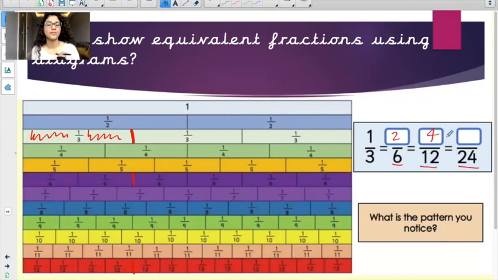How many do you think you'd have to use for 24? To have a denominator of 24, how many parts would you then use? And what would be your numerator?